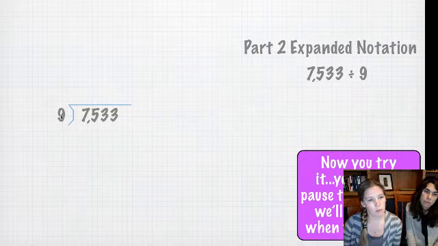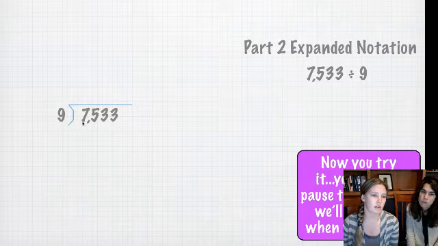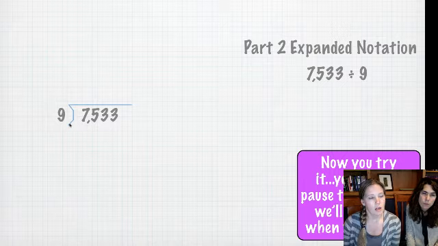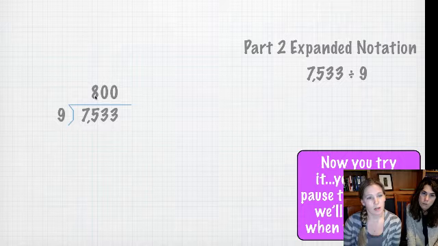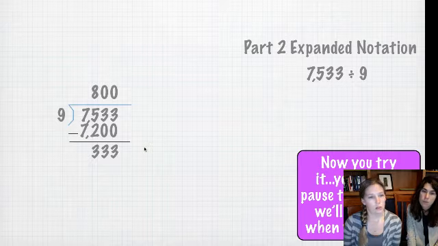Okay, so like we did before, we're thinking how many times 9 goes in. If I look at the first number, 7, 9 doesn't go into 7, so I'm going to need to look at the next one. How many times does 9 go into 75? If I think about 9 times what gets me close, 9 times 8 gets me to 72, and then I just tack on my 2 zeros there. So 9 times 800 is 7,200. We subtract, and we end up with 333.